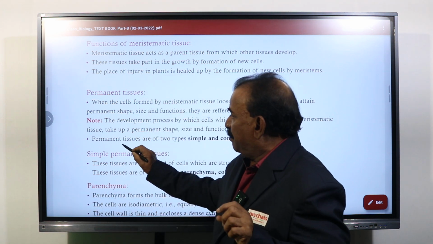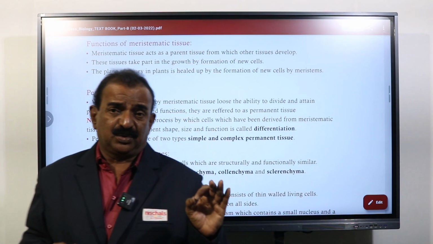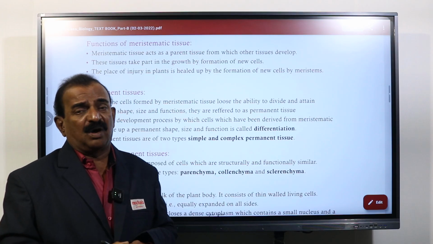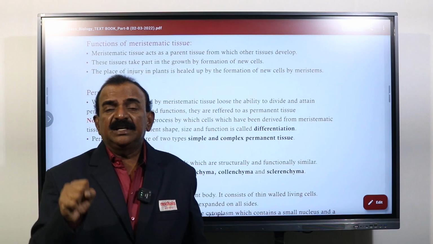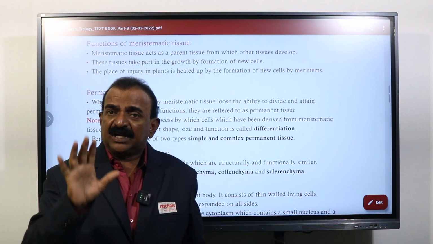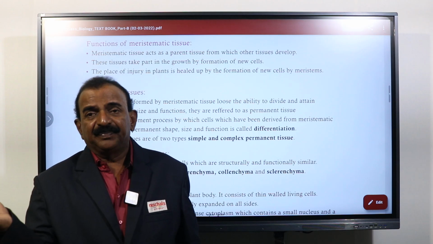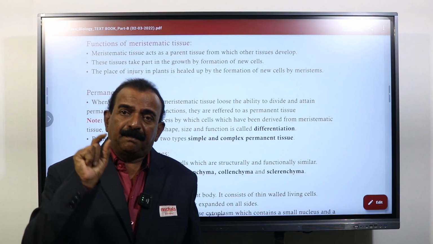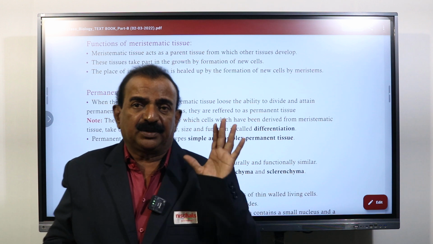Permanent tissues are of two types. I told you permanent tissues are of two types, simple and also complex tissues. So here children, permanent tissues lose the ability to divide, and there are two types: simple permanent tissues and complex permanent tissues.